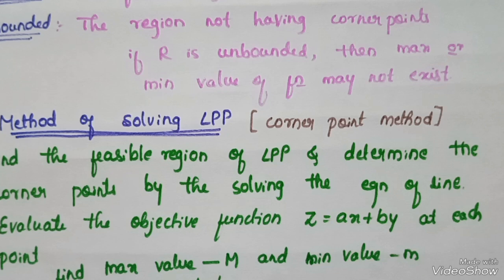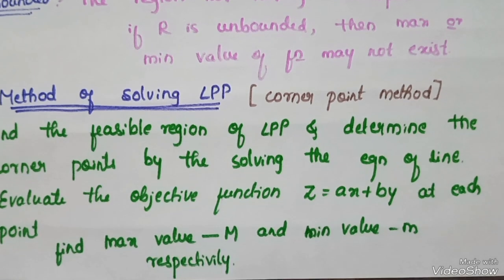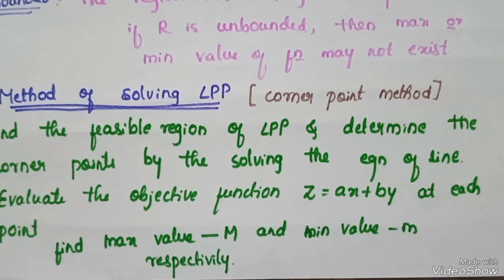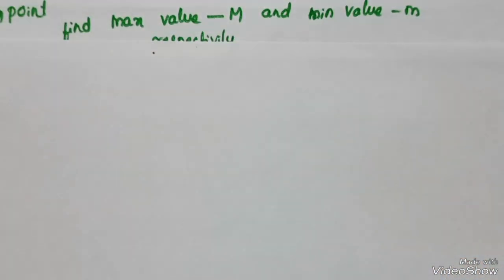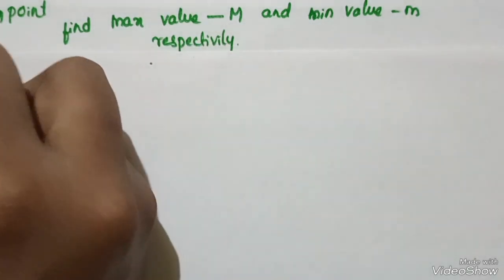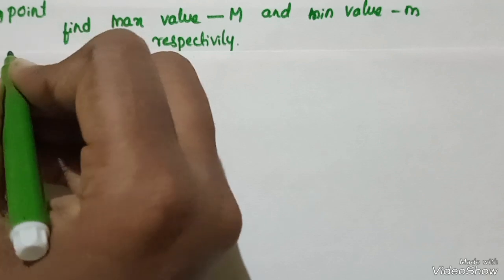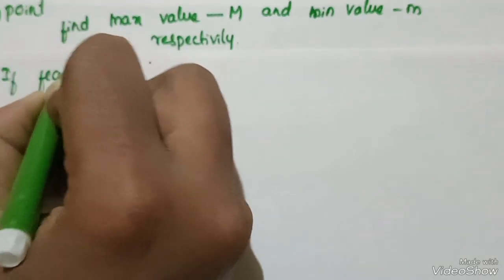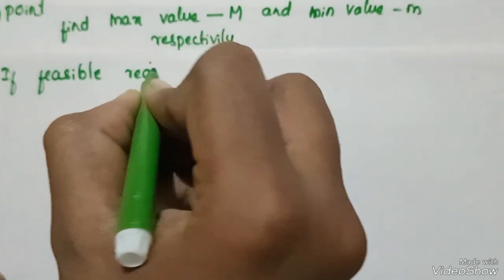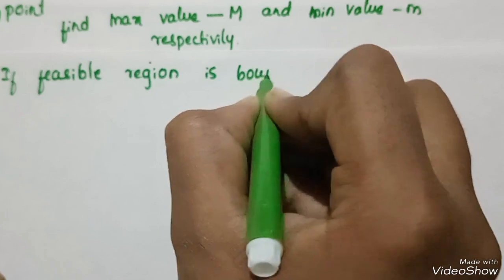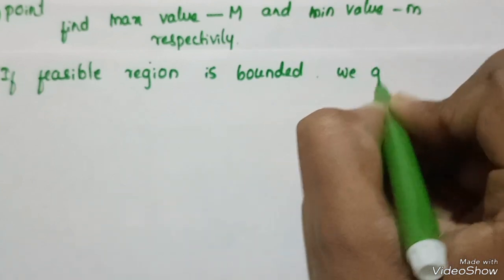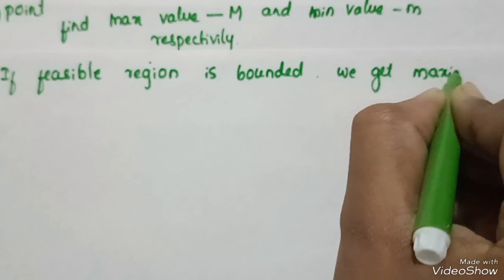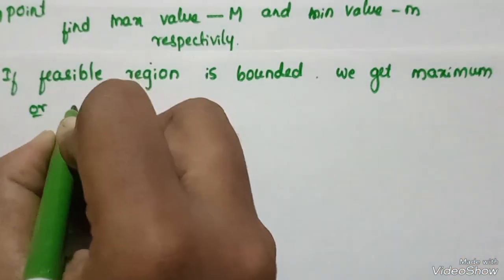Then the third point: if the feasible region is bounded, we get a maximum or minimum value.